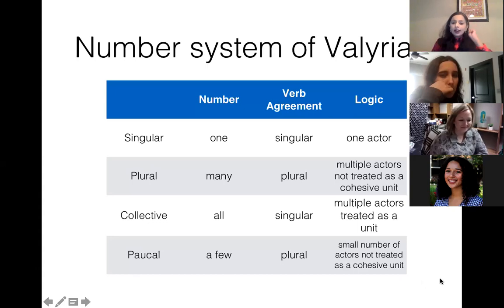So here is the number system of Valyrian. There's singular, plural, collective, and paucal. And again, after I do this lecture, I always get a couple of students excited about doing something like this for their own language.